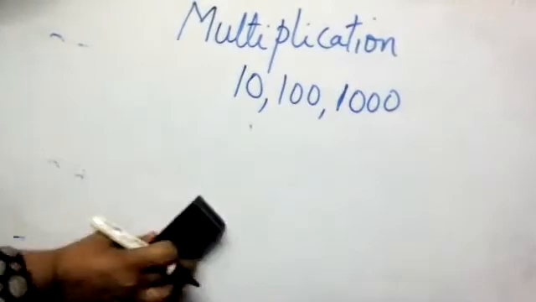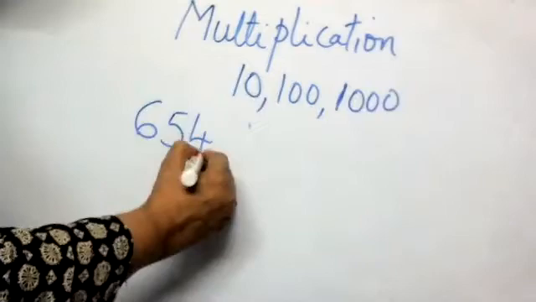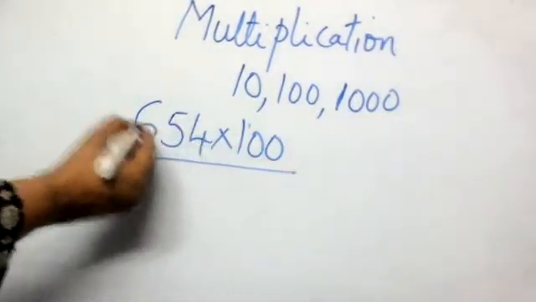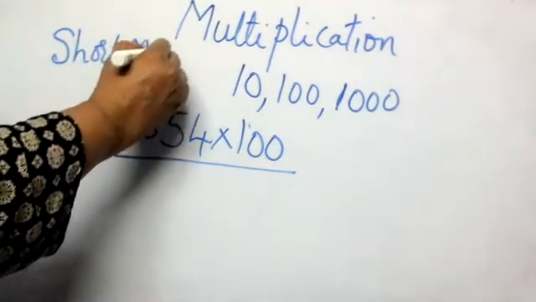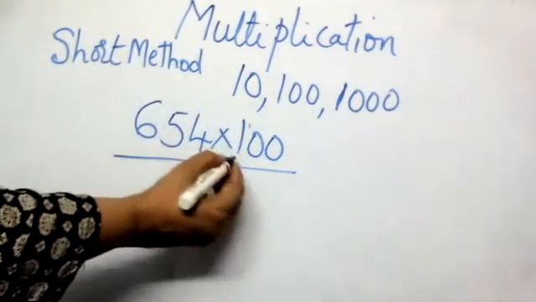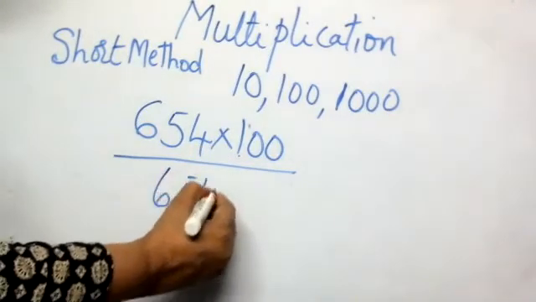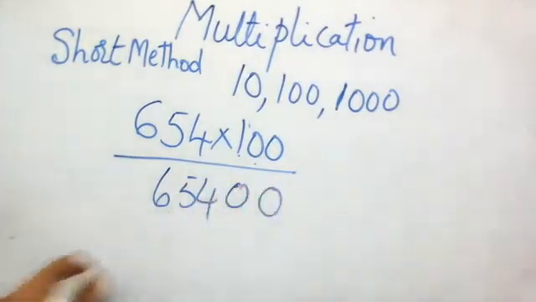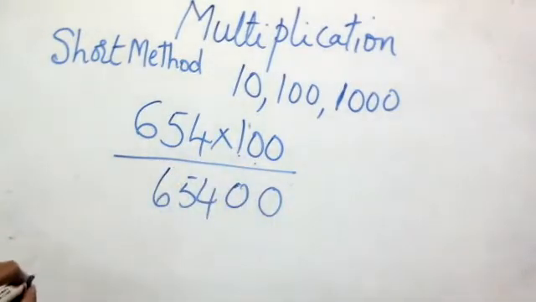Now, let's look at another number and multiply. 654 multiplied by 100. So, the short method I'm going to explain to you, instead of going for the long method. We will also try the long method. In that, 1 multiplied by 654 is 654. But there are 2 zeros, so you add the 2 zeros. Depending upon the number of zeros, you will add the zeros in the short method.